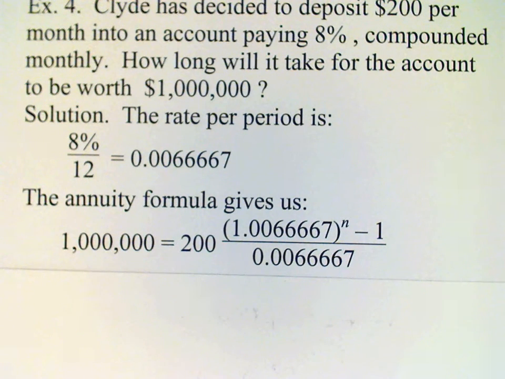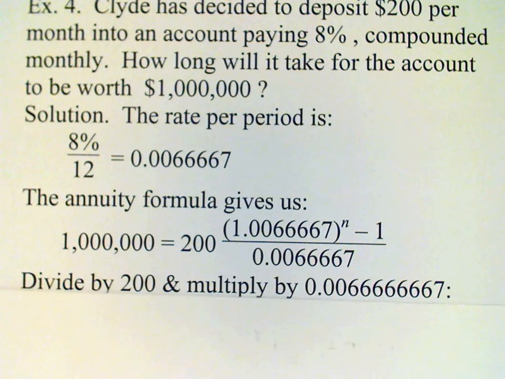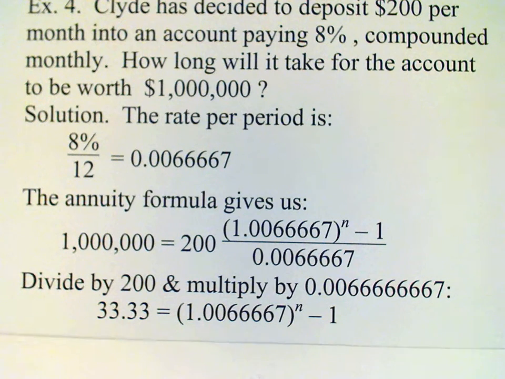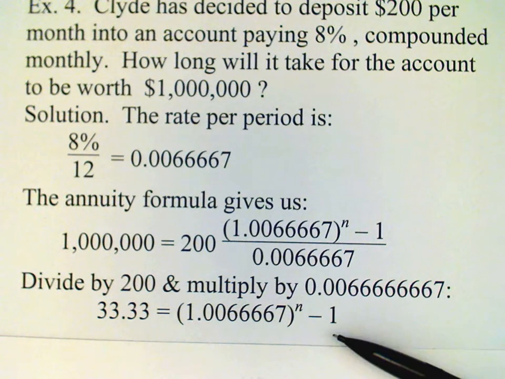Okay, so the first thing we're going to do is divide by 200, okay, and then multiply by the 0.00666667, and that gives us about 33.33 equals 1.00666667 to the n power minus 1. Next step is to transfer the 1. So if we add 1 to both sides, then we get this.